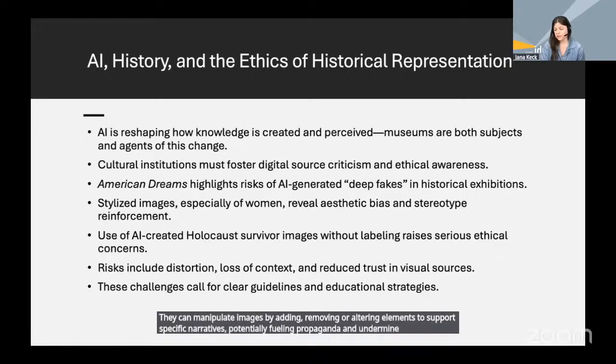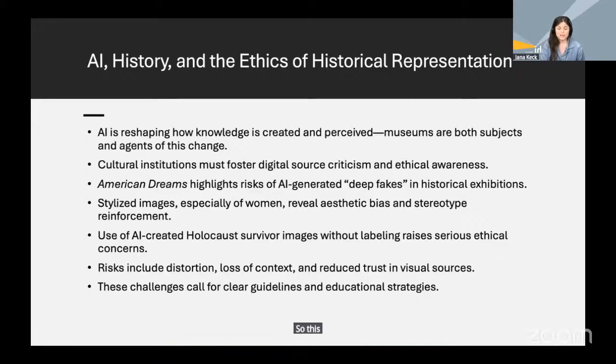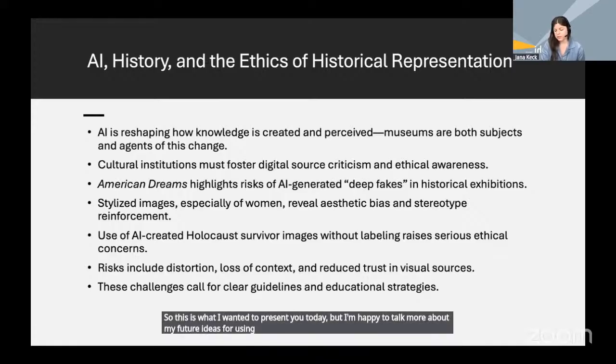So this is what I wanted to present to you today, but I'm happy to talk more about my future ideas for using specifically this exhibition and the generated visual and textual data for learning modules.